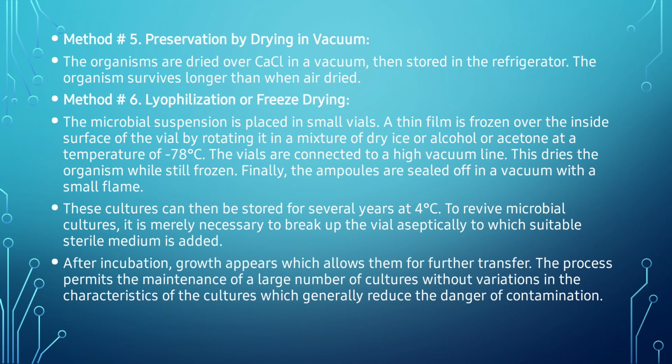Lyophilization or freeze drying. The microbial suspension is placed in small vials. A thin film is frozen over the inside surface of the vial by rotating it in a mixture of dry ice and alcohol or acetone at a temperature of minus 78 degrees Celsius. The vials are connected to a high vacuum line. This dries the organisms while still frozen. Finally, the ampules are sealed off in a vacuum with a small flame. These cultures can be stored for several years at 4 degrees Celsius.